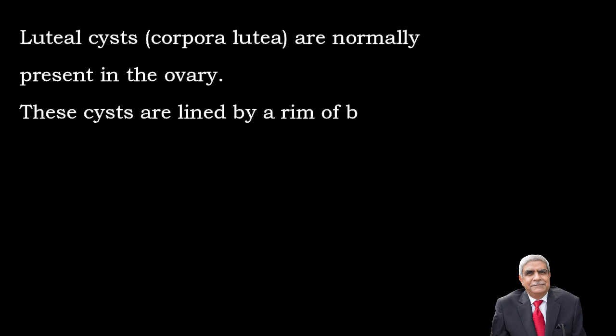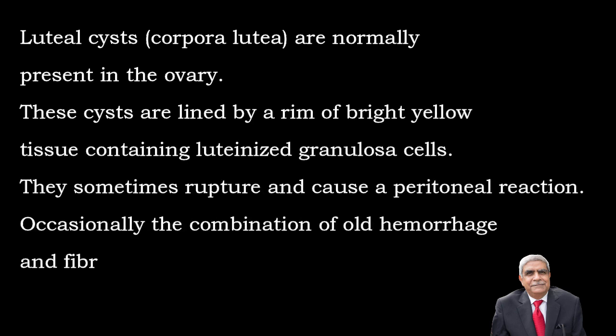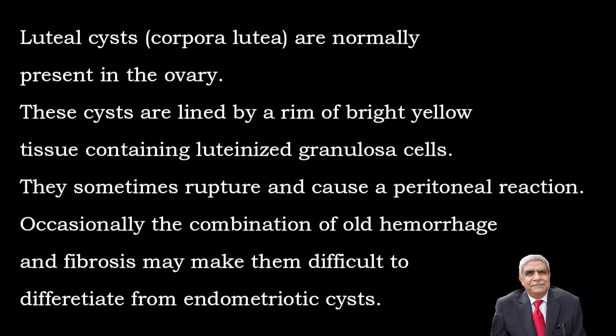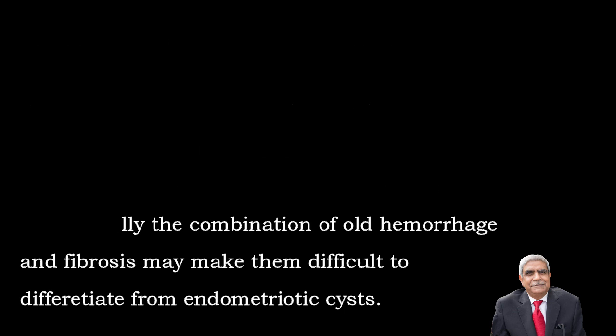Luteal cysts. Luteal cysts are normally present in the ovary. These cysts are lined by a rim of bright yellow tissue containing luteinized granulosa cells. They occasionally rupture and cause peritoneal reaction. They contain blood, and sometimes old hemorrhages and fibrosis make it difficult to differentiate them from endometriotic cysts.